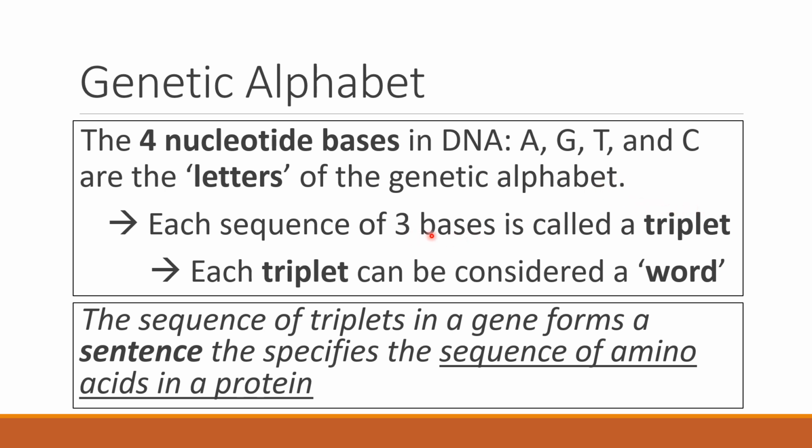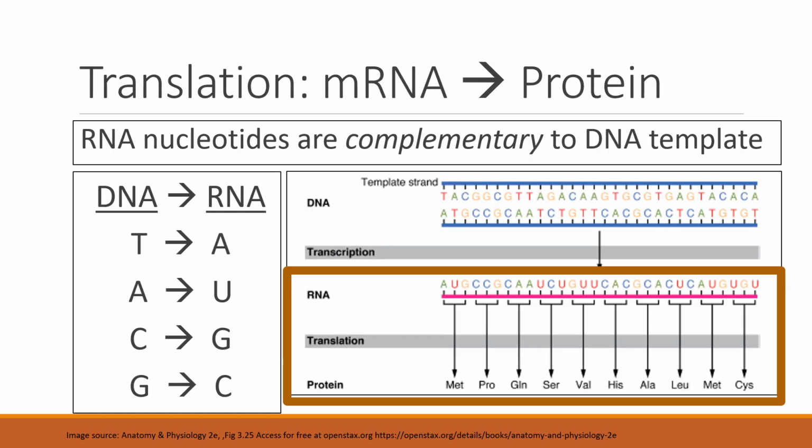Each sequence of 3 bases is called a triplet, as we said on that previous slide. And so the triplets could be considered words, as an example. So if these are letters, A, G, T, and C, putting them together in various combinations will give you a word. Now, in a gene, you can have a long sequence of triplets, so a long sequence of words that eventually forms, in comparison, maybe a sentence. And that sentence specifies a sequence of amino acids in the protein. Okay, let's get into that a little bit more.